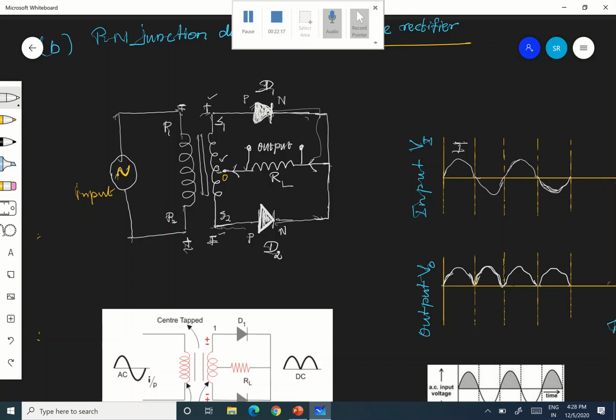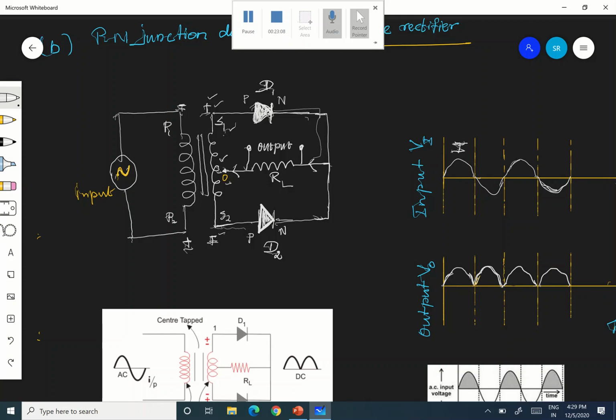Now during the first half cycle, S1 is positive and S2 is negative. When S1 is positive, O's potential will be less than S1 and more than S2. I told you just now how the mid-tap works. As you go from S1 to S2, the potential gradually decreases. Therefore, O's potential will be less than S1 and more than S2.